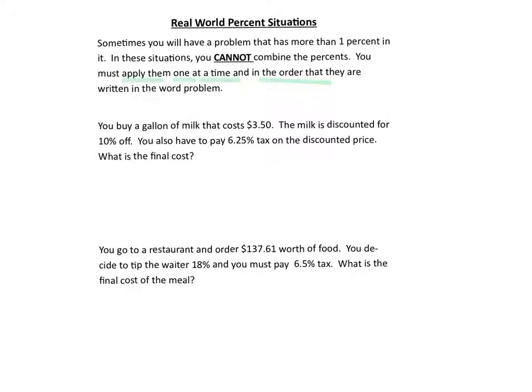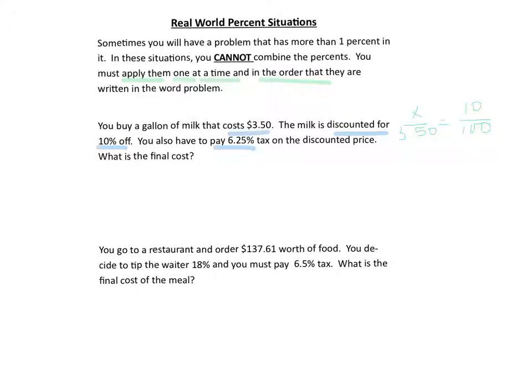So in looking at the first one, you buy a gallon of milk that costs $3.50. The milk is discounted for 10% off. You also have to pay 6.25% tax on the discounted price. What is the final cost? Okay, if I am doing this through a proportion, the first thing you have to deal with is figuring out what is 10% of the $3.50.